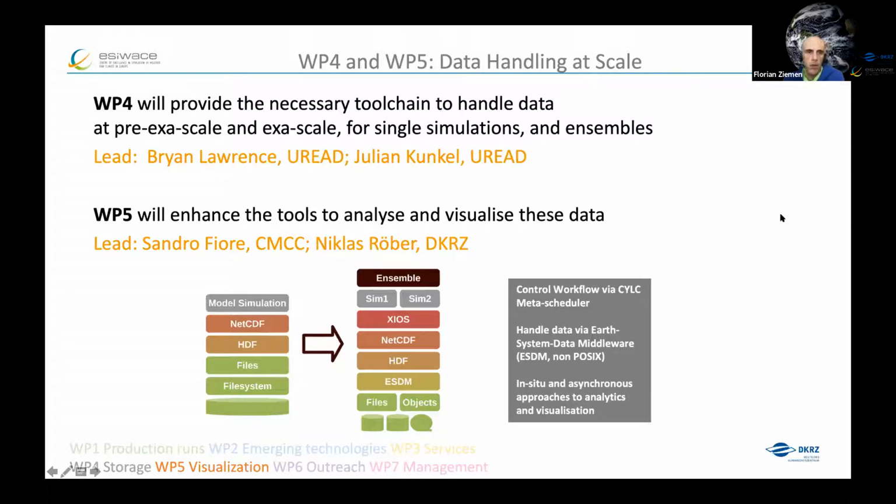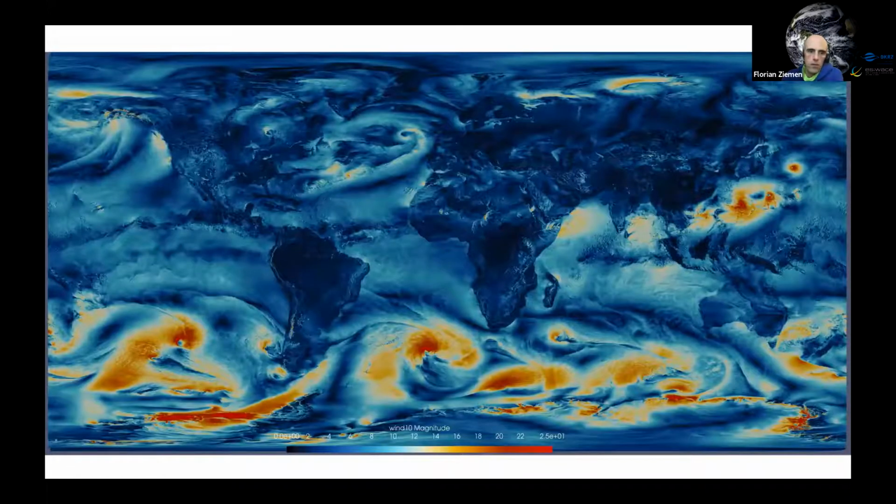And then there's work package 5, which I'm also involved in, which does the analysis and visualization software. One part of that is in situ visualization, and the other part is working on the existing tools and standard visualization from disk. And here's an image of wind speeds near the surface.